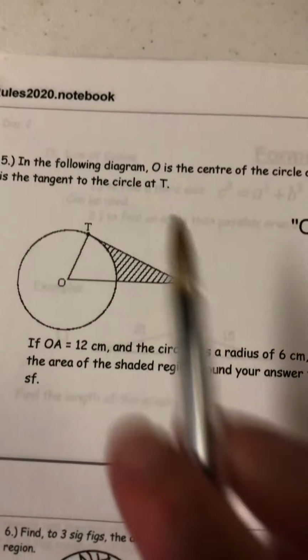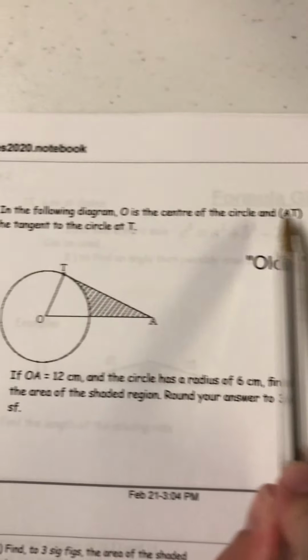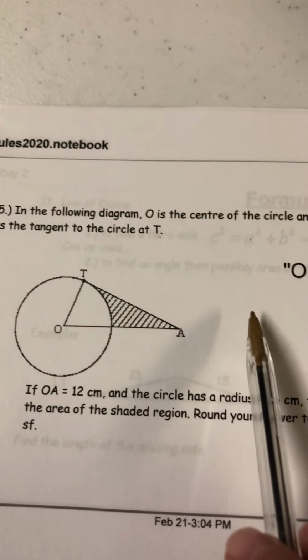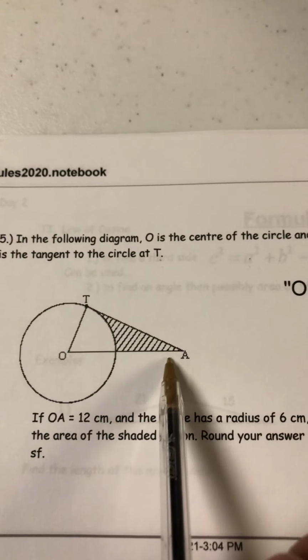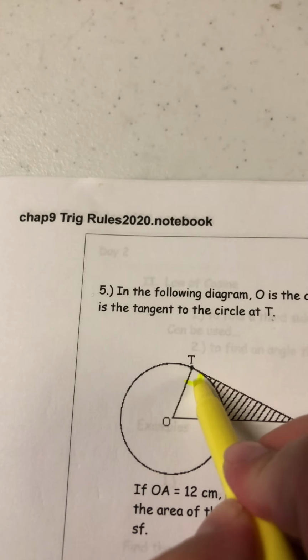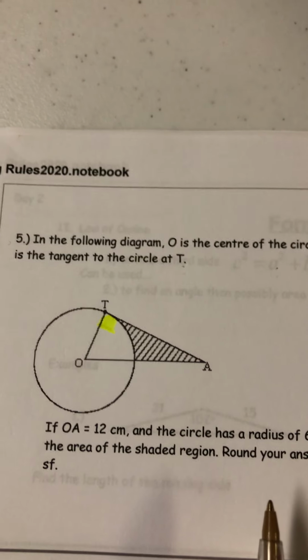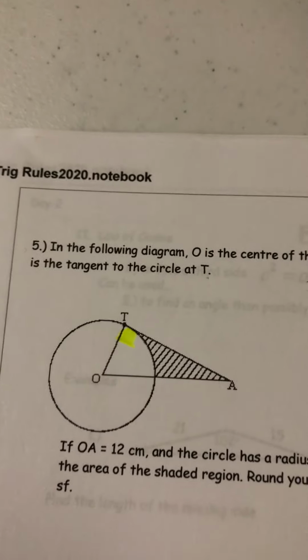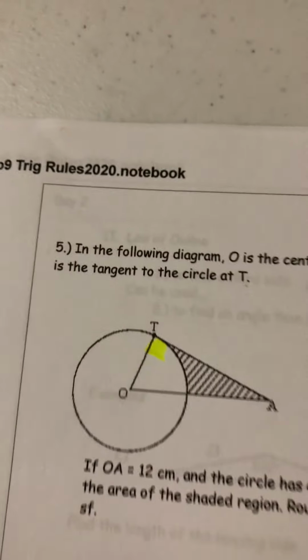Number 5. In the following diagram, O is the center of the circle, and AT is the tangent. Now, quick reminder from Common Core geometry. When you draw the tangent, angle T right here is very, very special. Do you remember what kind of angle you're going to have? You got it. It's a right angle. This is a tangent and this is a secant. Okay, keep that in mind.